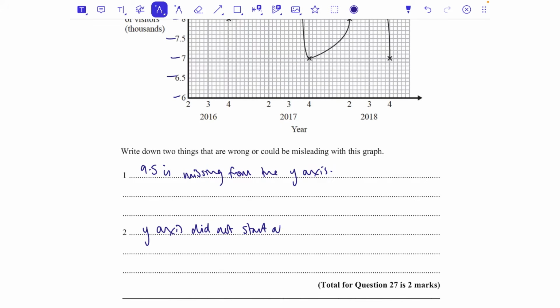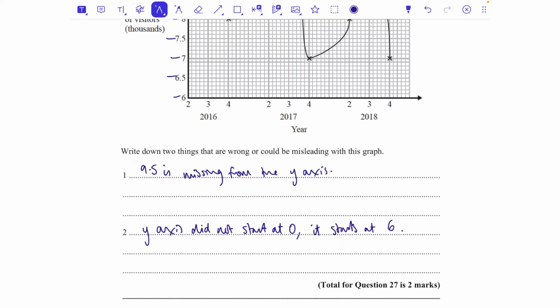It starts at 6. They allowed that. So let me read through all the reasons. You were allowed: the first quarter is not shown, plotted or labelled. It does not show all 4 seasons. You were allowed: 9.5 is missing from the vertical axes.